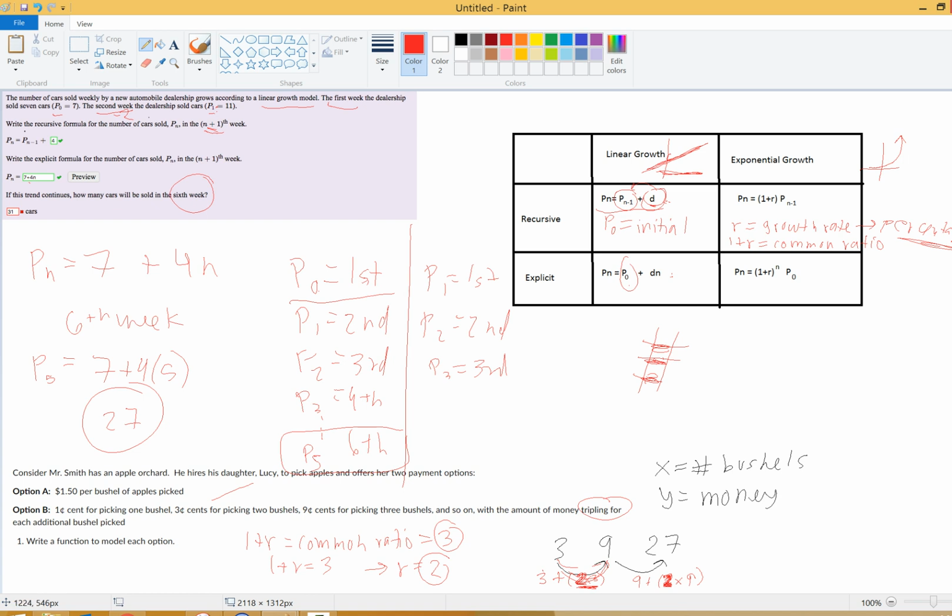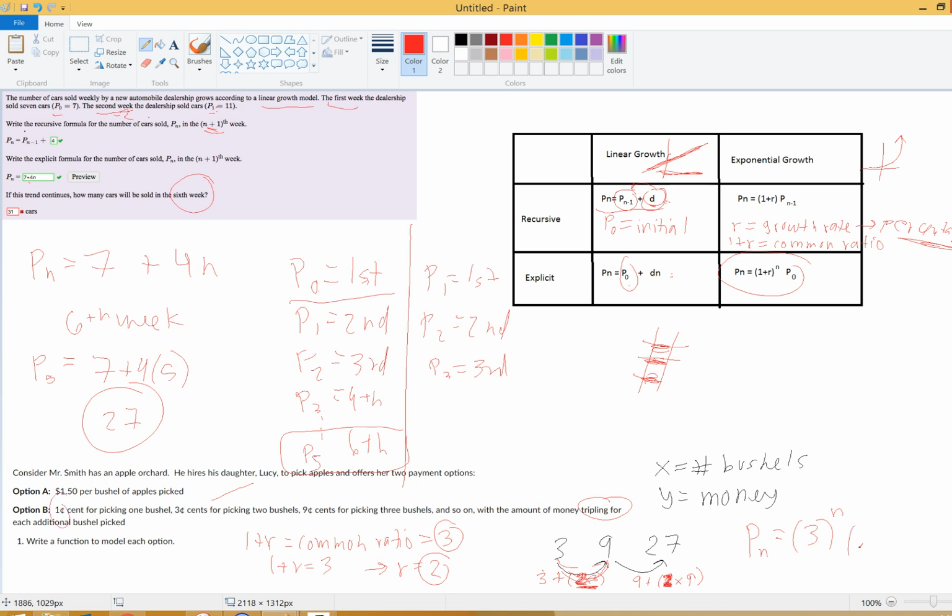So if we were going to model this, I could model it recursively or explicitly, but I probably want to model it explicitly just in case I want to make a prediction way down the line like it asks us to later. I could start by saying P sub n equals 1 plus r. I said 1 plus r is 3, so I'll just replace that with a 3, to the n power times P sub 0, our initial amount. And our initial amount in this case was 1 cent.